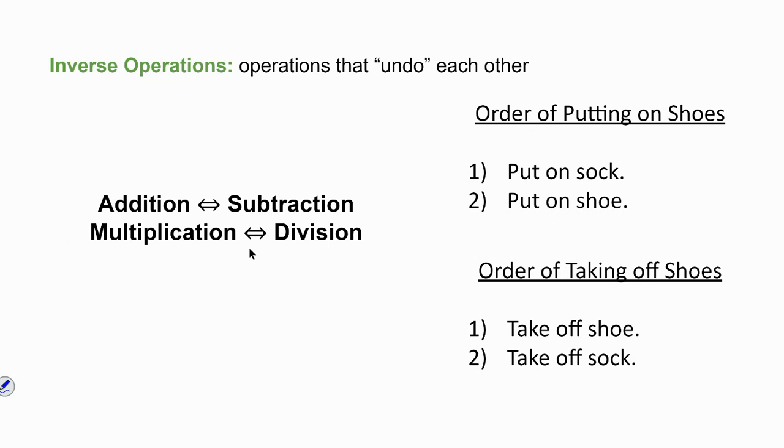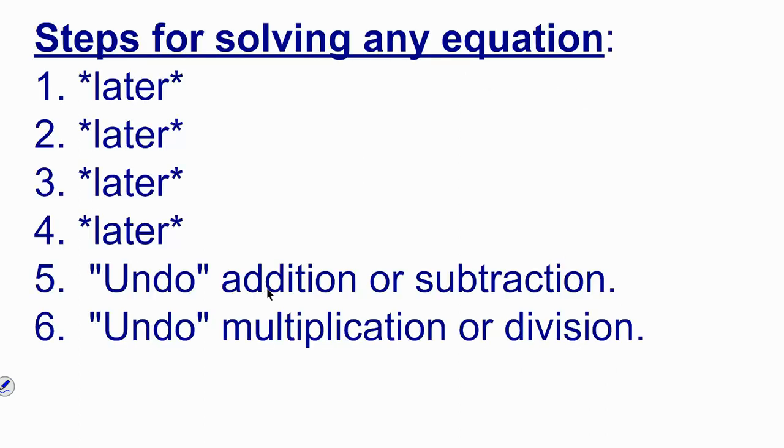Now to solve equations, I'm going to look at a series of steps that are going to help you solve it. And we're going to use something called Graspable Math to do this in just a second. But here are the steps we're going to be looking at for solving equations. Now, there's a whole bunch of steps. We'll get to the first four later. But the big ones we're going to look at now is we're going to look at undoing addition and subtraction first. And then afterwards, we undo multiplication and division.